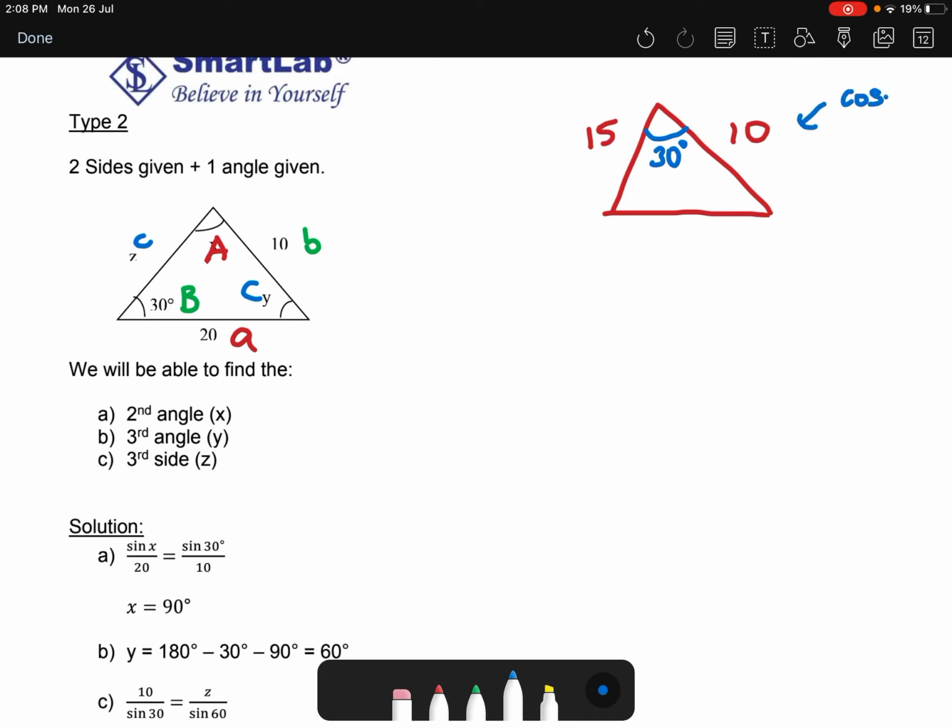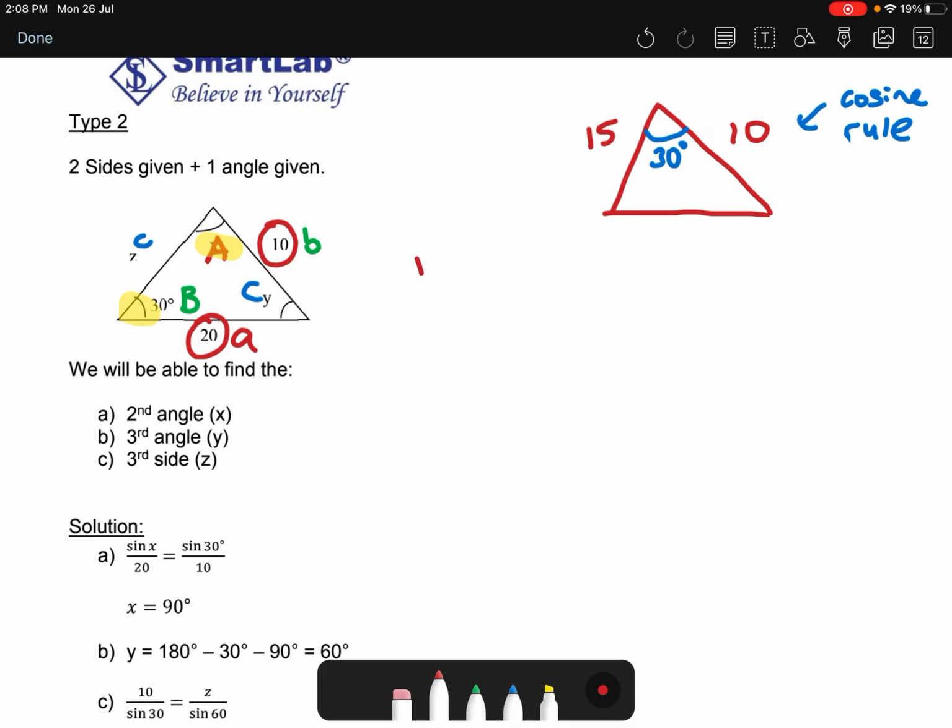But for this particular type 2 sine rule question, you can see that my angle is not between any two lengths. So our known lengths are this, right? Our 10 and 20. But the angle is somewhere here. So it's not between these two known lengths. So this is when I must use my sine rule. Okay, so of course, they will ask us to find what is our angle A right here. So we must apply our sine rule.